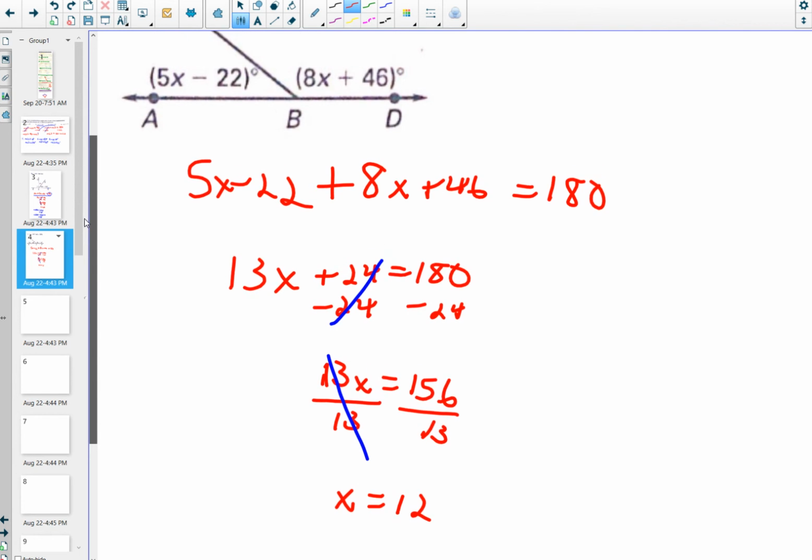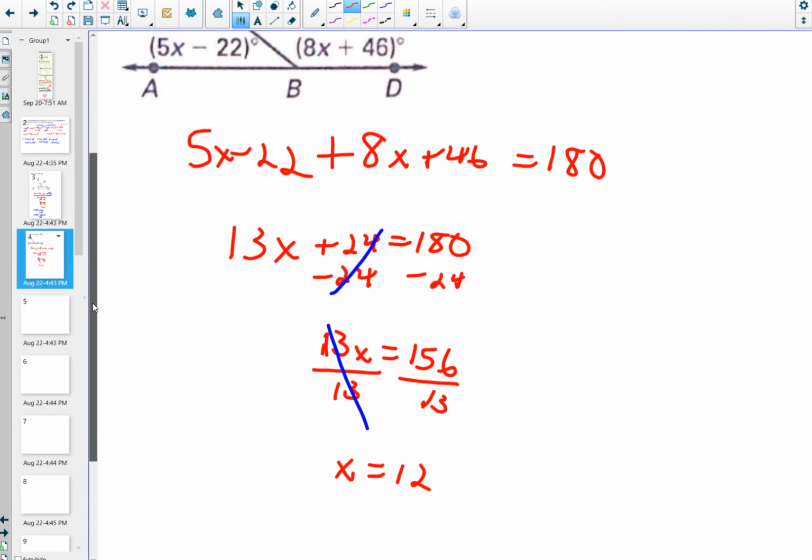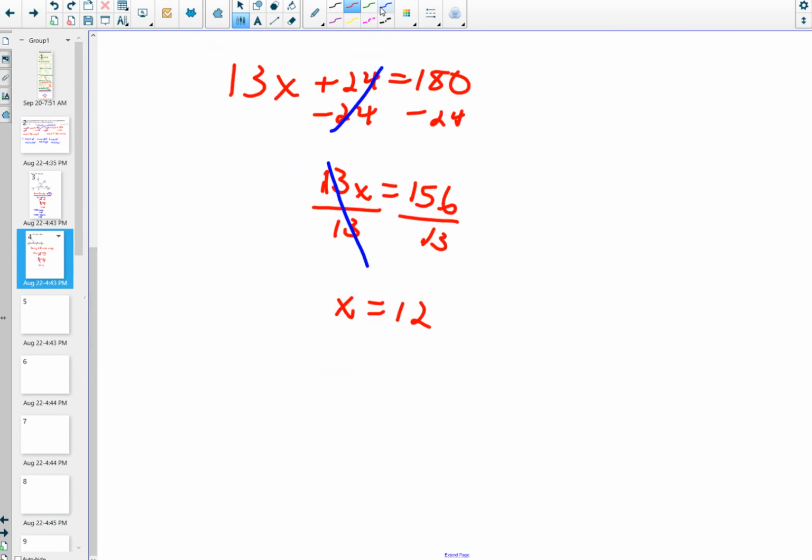Have I lost you yet? So now that unknown number that was a mystery to me, now I know it. So now I can plug that back in to figure out what those missing angles are. The first one, ABC, was 5x minus 22. So the measure of angle ABC was, but now I know x is 12, so 5 times 12 minus 22.